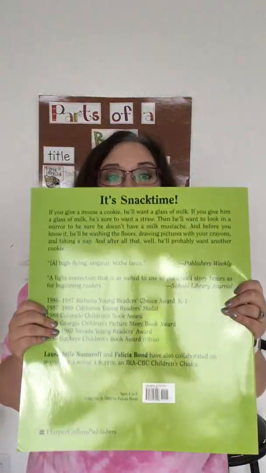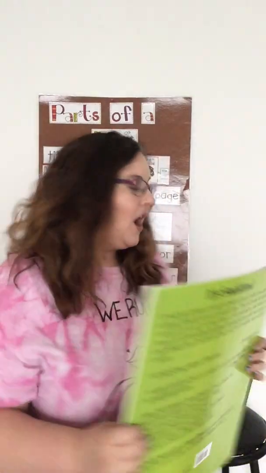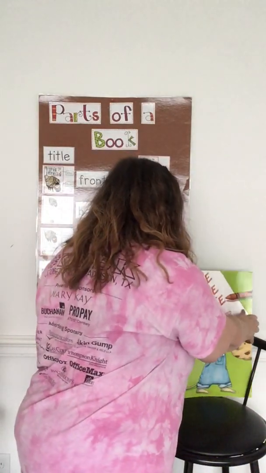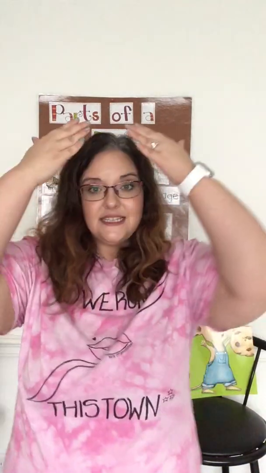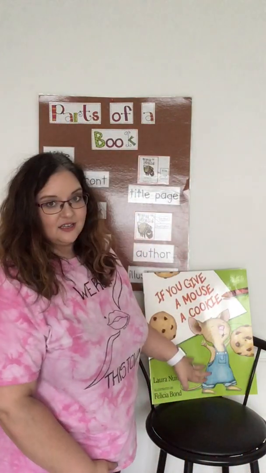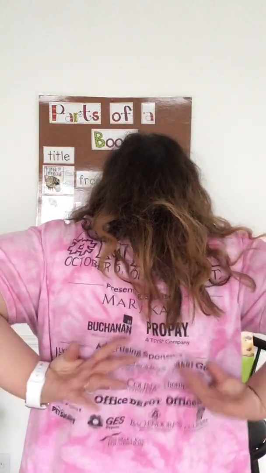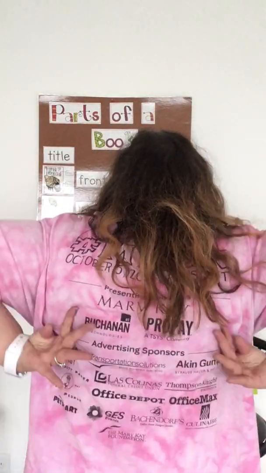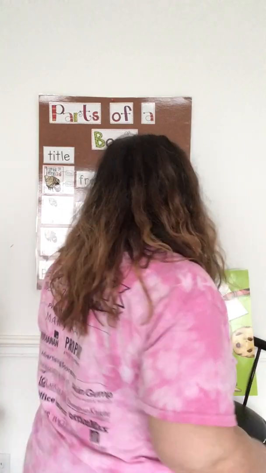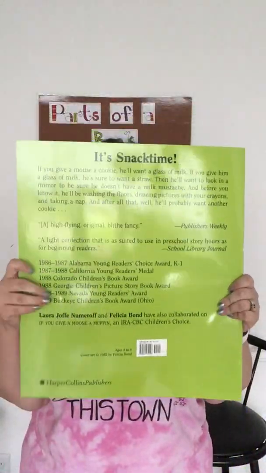Now, this part of the book, I'm going to flip it over, is the back cover of the book. All right, so I want you to think of it this way, okay? This is the front of my body, just like this is the front cover of the book. Now, let's turn around. What is this part of my body called right here? My back, all right? So when you turn the book around, it's the back cover.